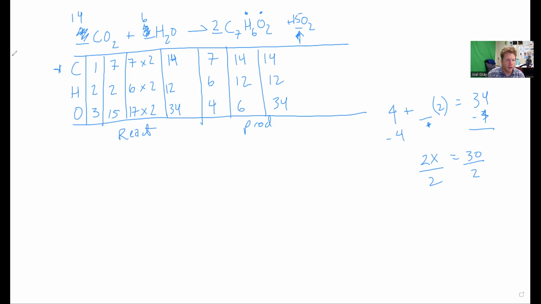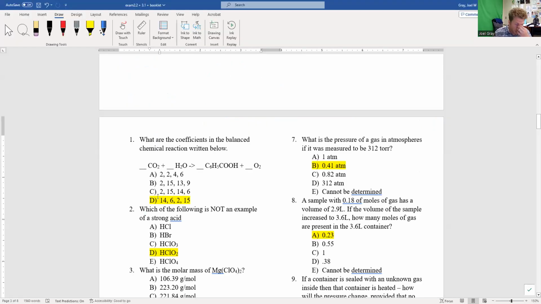And whenever I look at my exam, or whenever I switch my share, I see that one answer option on there is 14, 6, 2, 15. So that is my correct answer.